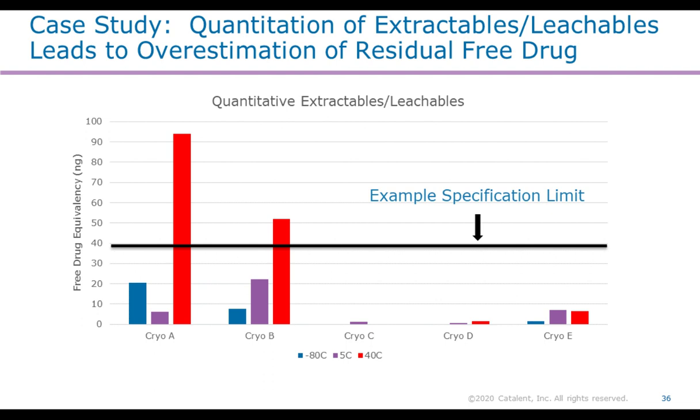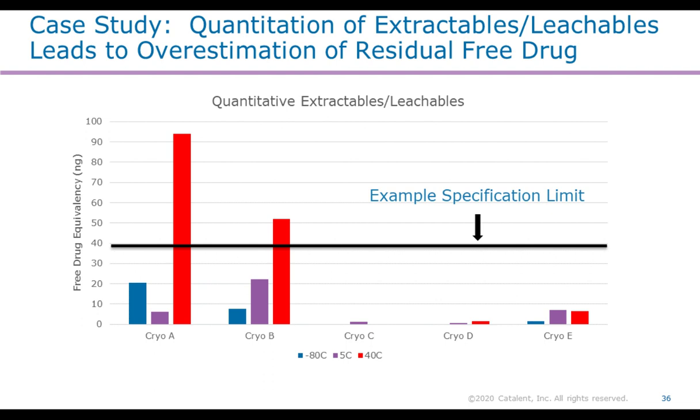So using free drug as a standard, all the extractable leachable peaks in the cryovials were quantitated. The bars represent the equivalent quantity of free drug based on the total peak area of the extractable leachables. And the blue bar is the -80 C, the purple bar is the 5 C, and the red bar is the 40 degrees C condition.